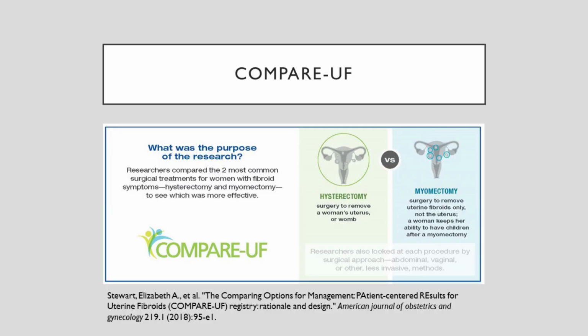Another project I work on is CompareUF. This is PCORI funded. And it's looking at treatment options, procedural options for women with uterine fibroids. And the treatment options for these women include things like hysterectomy. So they will never have a randomized study because women would not want to be randomized to hysterectomy. And so at the same time, because of that, there's very little evidence around these procedures. What procedures should you get?